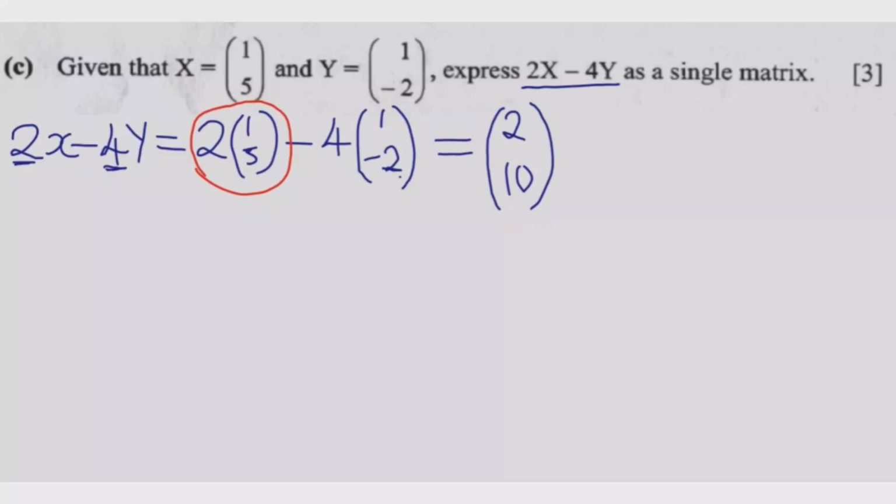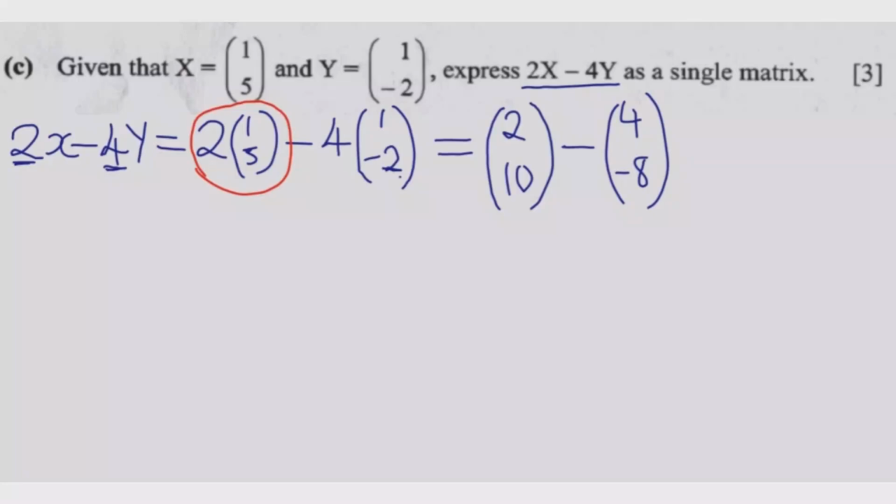Then we say minus. Then we multiply 4 by 1, which will give us 4. 4 by negative 2 will give us negative 8. Then we find the difference of that.